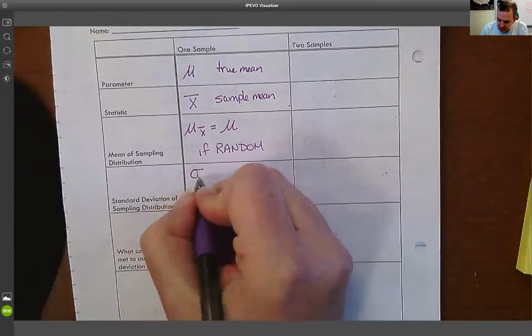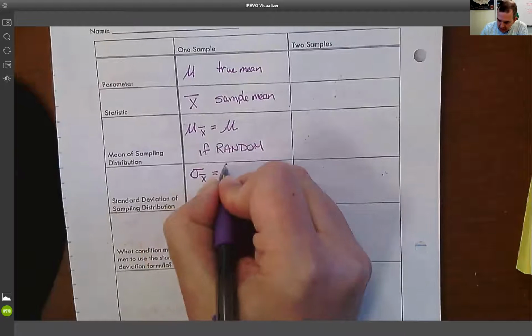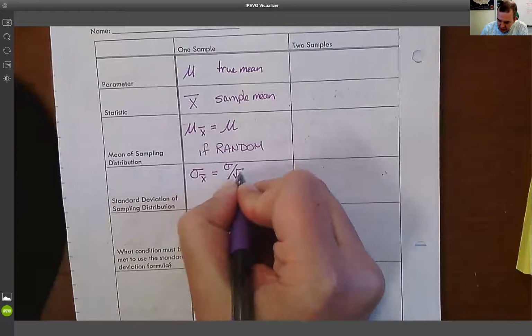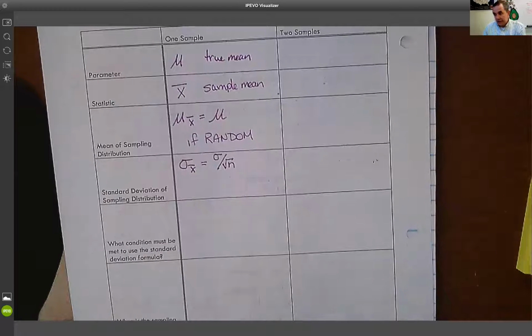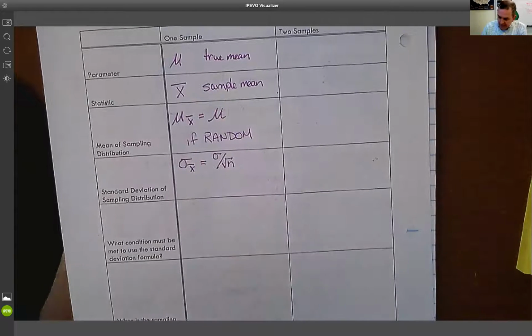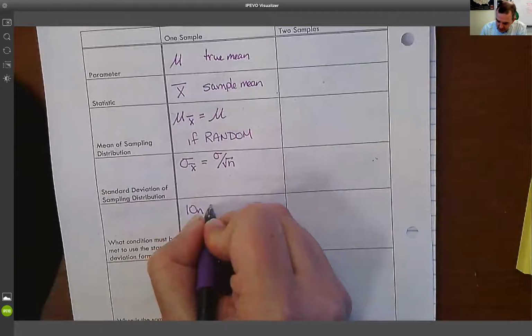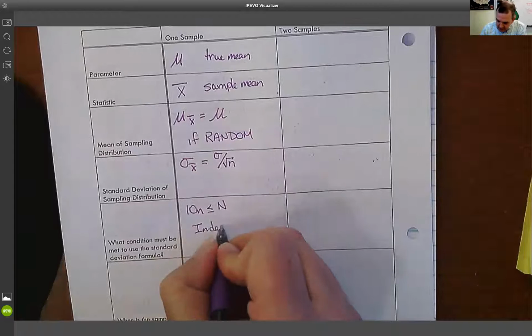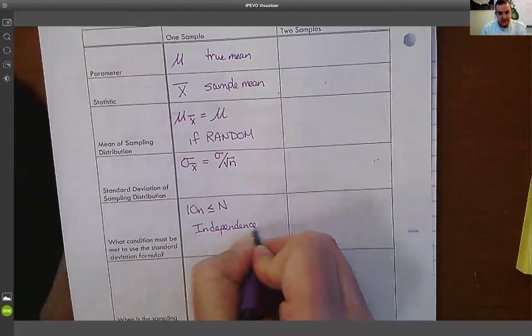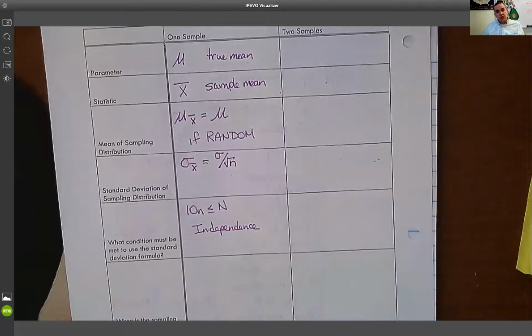The standard deviation is going to be the claimed population standard deviation divided by the square root of n. And again, that's on the formula sheet. And again, it's going to be a 10n check. We're going to do 10n less than or equal to big N. This is that independence check. I'm making sure that my sample size isn't too large to violate independence.